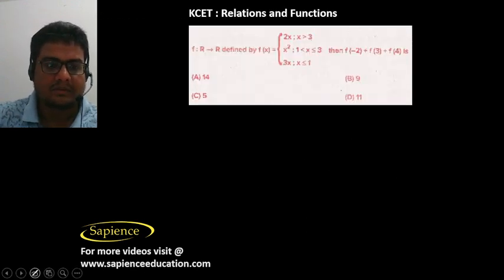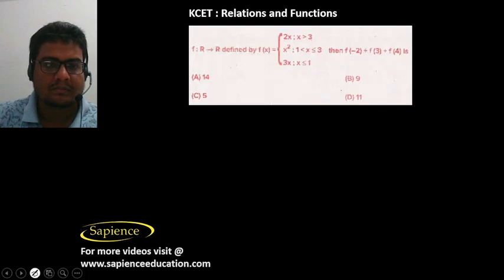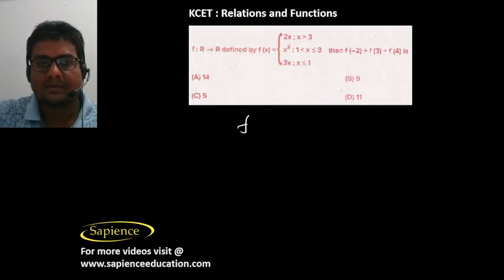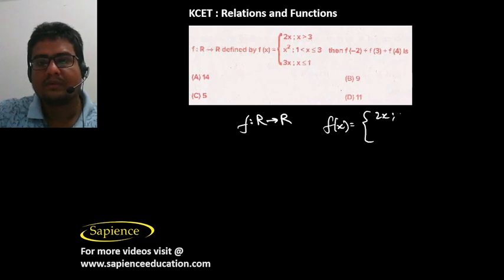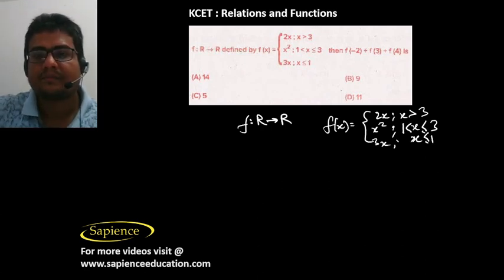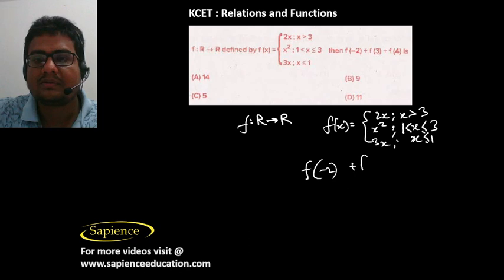Okay, then here it is told that f is a function which maps from R to R, which is defined by f of x equals 2x if x is greater than 3, and it is x square if x is greater than 1 and less than or equal to 3, and it is equal to 3x when x is less than or equal to 1.